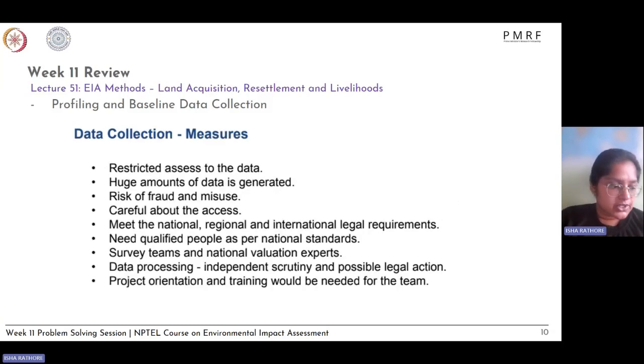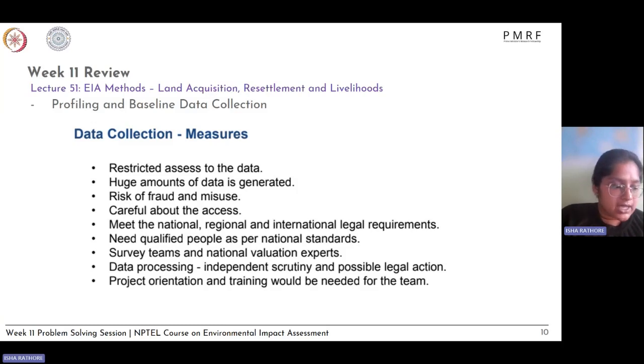For data collection, the measures which can be undertaken are, because you have restricted access to data, and a huge amount of data is going to be generated, there can also be a risk of fraud and misuse if this data falls into wrong hands. And because sometimes the surveyors would not understand the questions and how to ask them to people because of language issues or something, they might give wrong answers, or that data might be exaggerated to get more out of the compensation. So you need to analyze this data, and you should have experienced data collectors or surveyors.